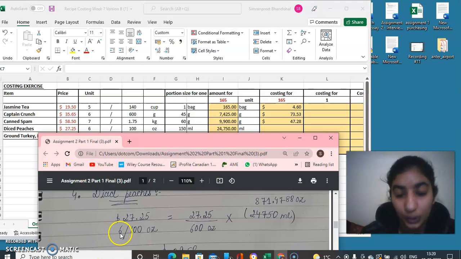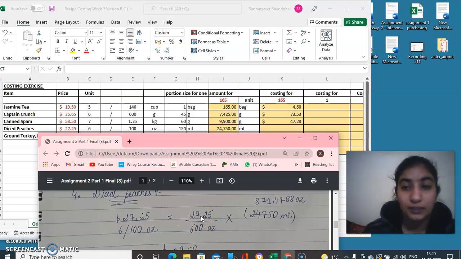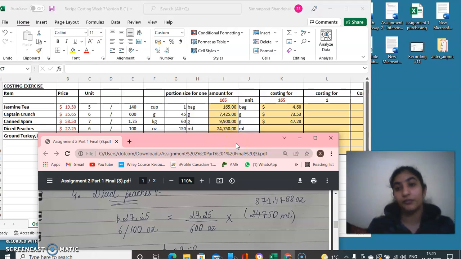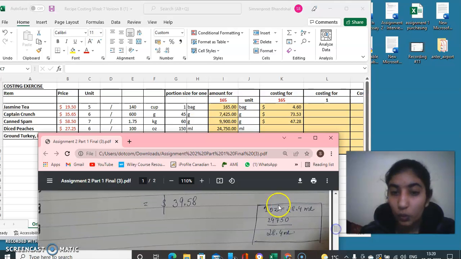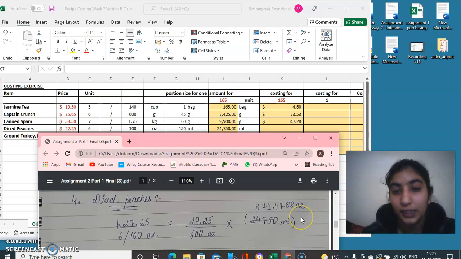For the next one, we have price per unit 27.25 here, and each unit contains 100 ounces, and we have a total of 6 units, so in total we have 600 ounces. So we will take the price per unit divided by 600 ounces and multiply by 24,750 ml, but this is in ml, so we need to convert it into ounces. We know 1 ounce is equal to 28.4 ml, so we divide the whole ml portion by 28.4. After that we get 871.4788. Now here we will not round it to 2 decimals because we might get wrong answers later on. So we will do it the same way.